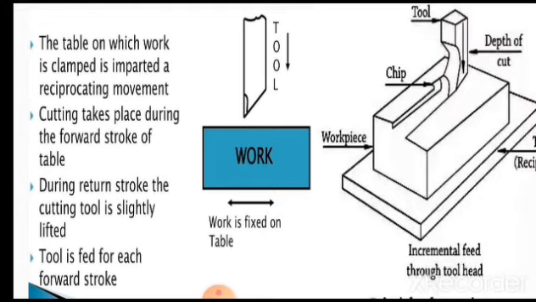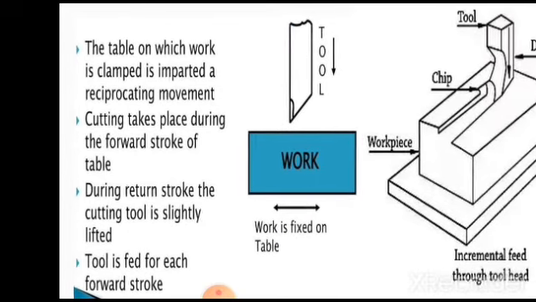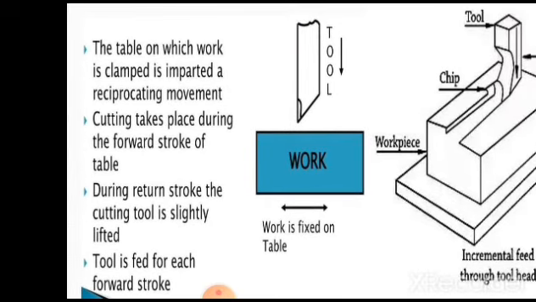Because whatever mechanism is used for driving the work table of a planer should be designed in such a way that it provides slow reciprocating movement during the cutting stroke, or the forward stroke, and it has to return very quickly. This mechanism is achievable, and it is called a quick return motion mechanism. Cutting takes place during the forward stroke of the table.